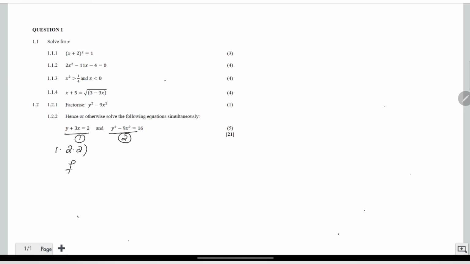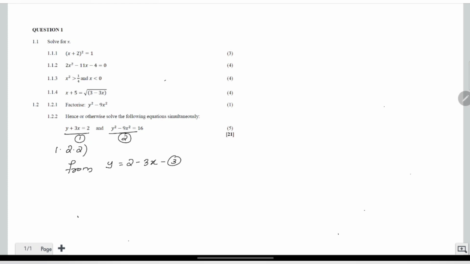So from 1, I can write y is equal to what? 3x goes other side, 2 is already there, 2 minus 3x. You see that? So this is our equation number 3. I'm just calling it 3. That is a value of one variable in terms of the other variable. Okay. Now what are we going to do? We are going to substitute the value of y in the second equation.